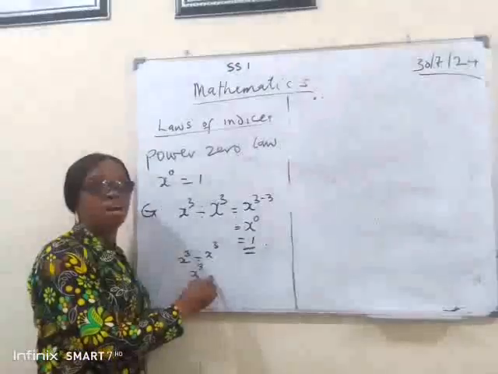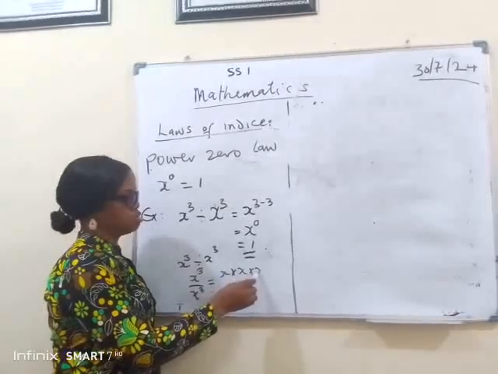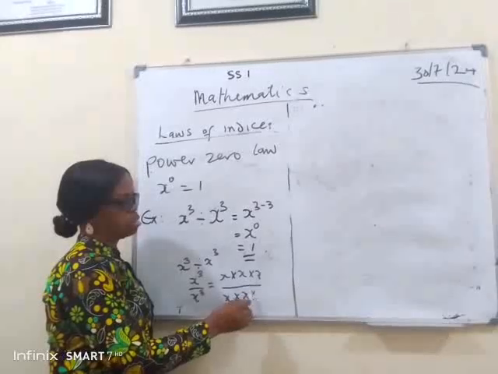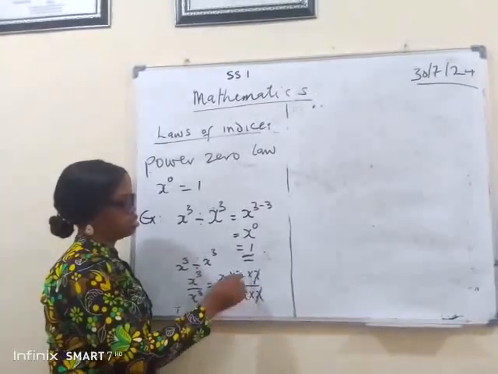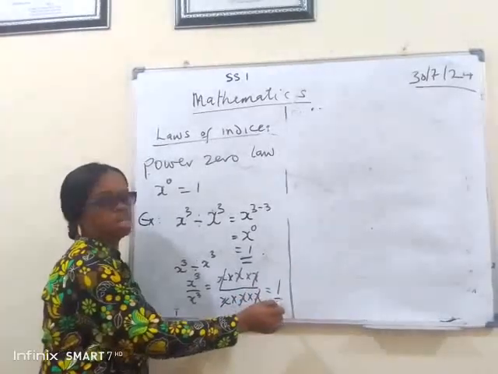In this case, I have x times x times x all over x times x times x. This cancels this, this cancels this, this cancels this. So I'm left with 1. You can see the same.